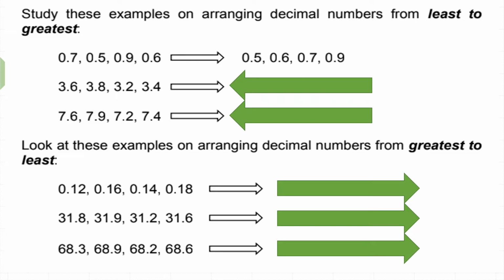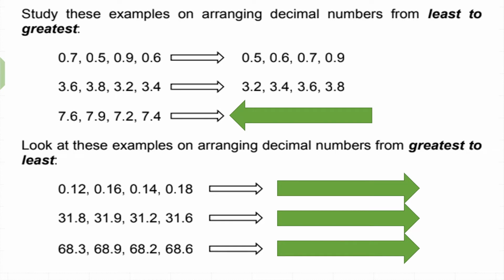While in the second example, we have 3 and 6/10, 3 and 8/10, 3 and 2/10, 3 and 4/10. So the whole number is the same, but after the decimal, the tenths place is not the same. So look for the smallest one. Okay, correct. 3 and 2/10 is the first one, while the last is 3 and 8/10, which is the biggest one.